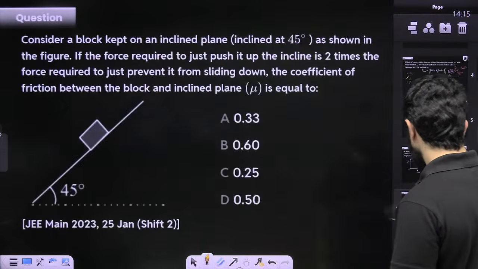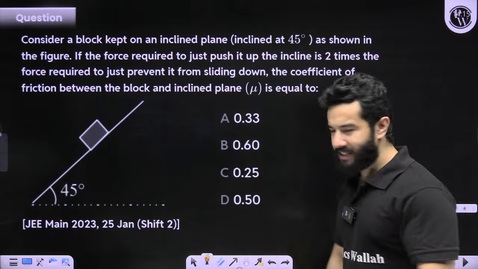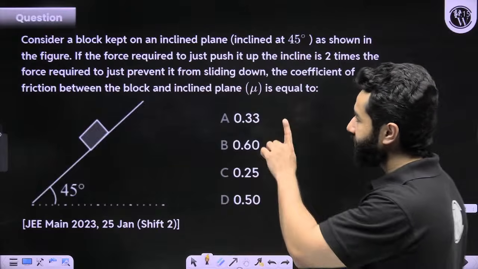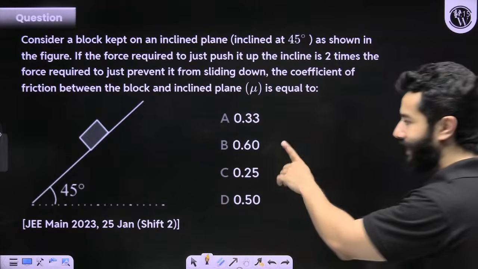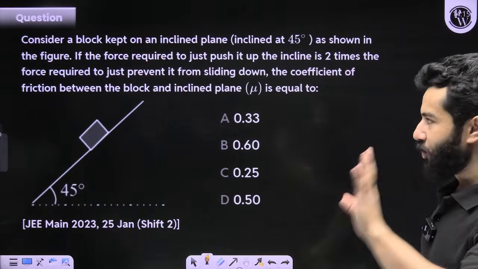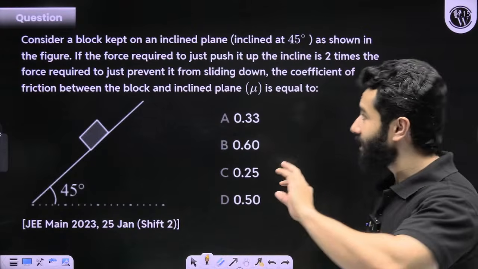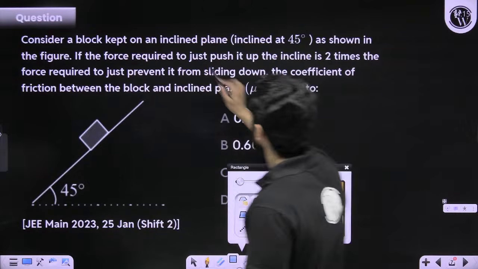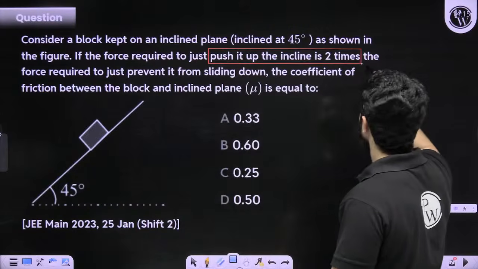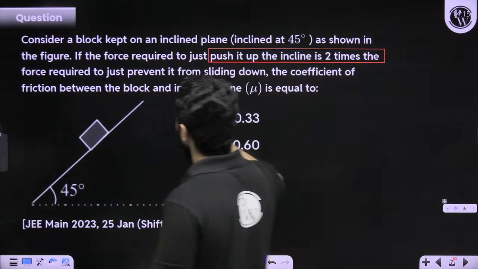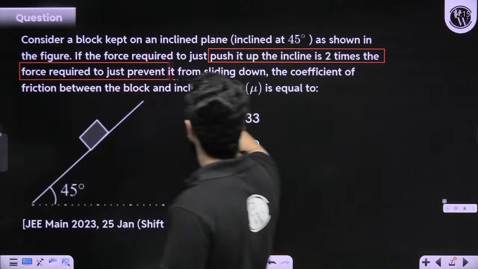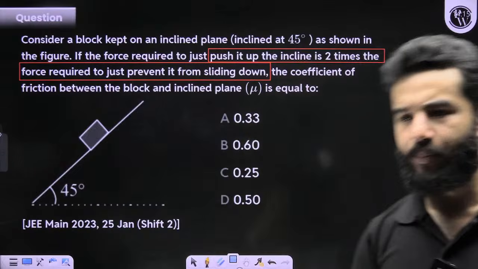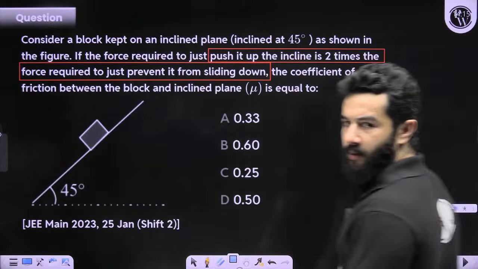Let's see this question. Now let's increase the level of the question by a bit. In this question, they are saying, consider a block kept on an inclined plane, inclined at an angle of 45 degree as shown in the figure. If the force required to just push up the incline is 2 times the force required to prevent it from sliding down, then the coefficient of friction is. Be a little quick, let's solve it.